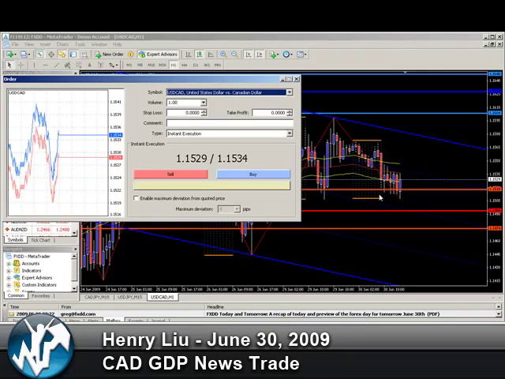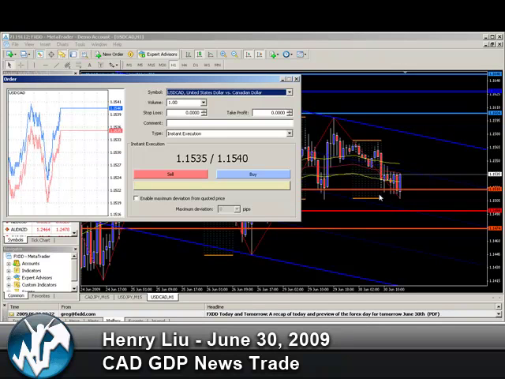Okay, since this is in line with expectations, the market shows no movement, no volatility. So I'm just going to go ahead and sit this one out.